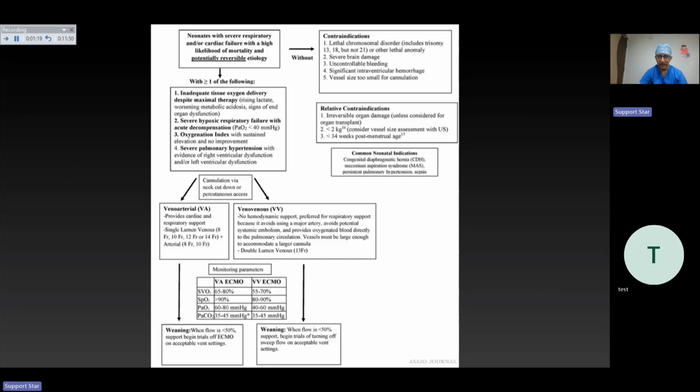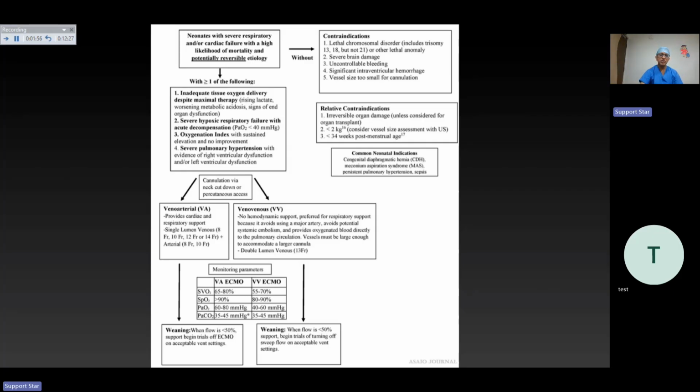Now coming to the targets. In VA ECMO, we accept a mixed venous saturation of around 65 to 80%, whereas in VV ECMO, it's not so reliable. Saturation is more than 90 to 95% in VA ECMO. In VV ECMO, we can even consider 80 to 90 as okay, as long as tissue perfusion is well maintained and there is no hypoxia to the tissues. PO2 is usually 60 to 80 in VA ECMO and 40 to 60, or sometimes 50 to 60 or 70, in VV ECMO. And PCO2 again is normal, 35 to 45.